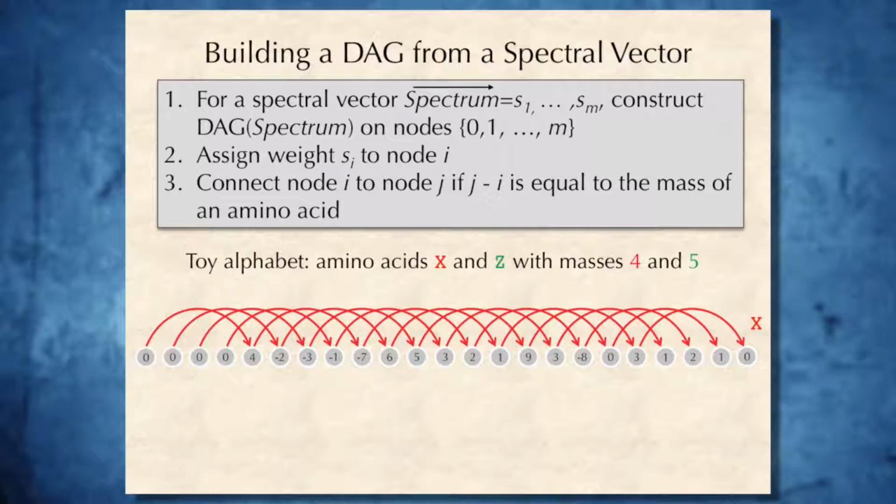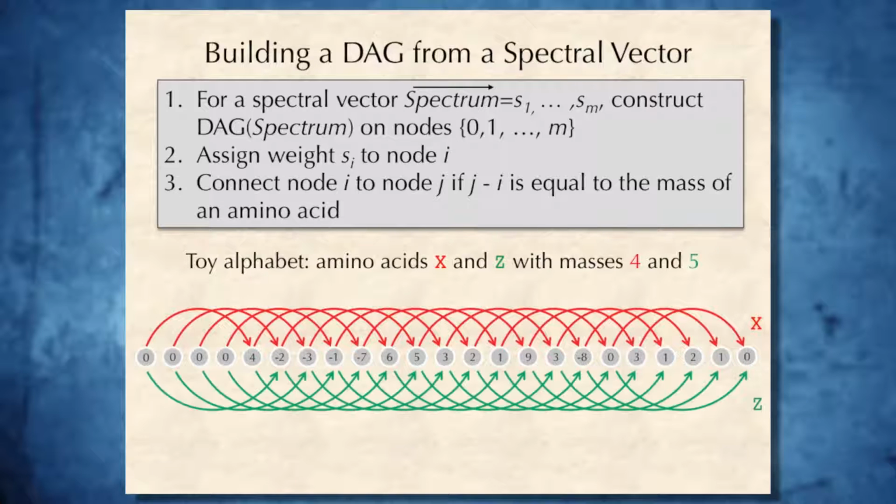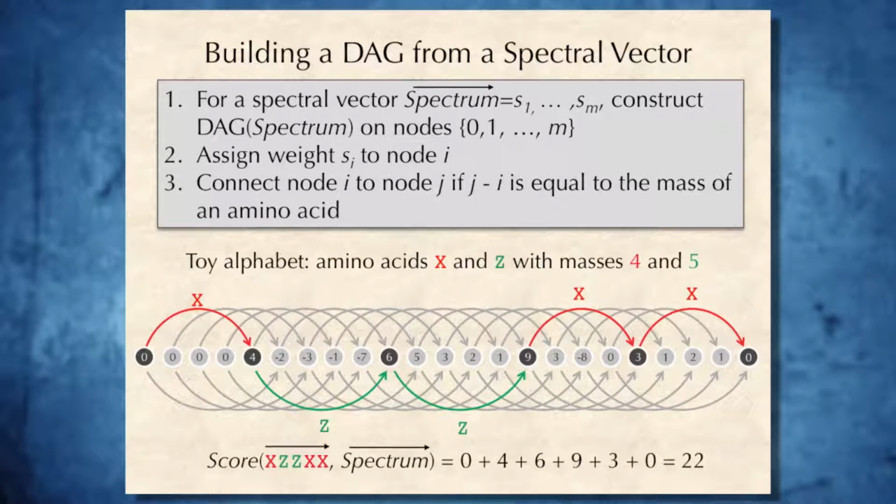amino acid. In our toy alphabet of two amino acids, X and Z with masses 4 and 5, this will be the set of edges corresponding to amino acid X, and this will be the set of edges corresponding to amino acid Z. And the score between peptide and spectrum will be defined as simply the sum of scores or weights of nodes in this path. In this case, it will be 22.